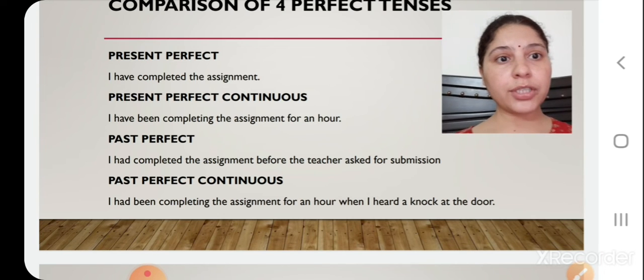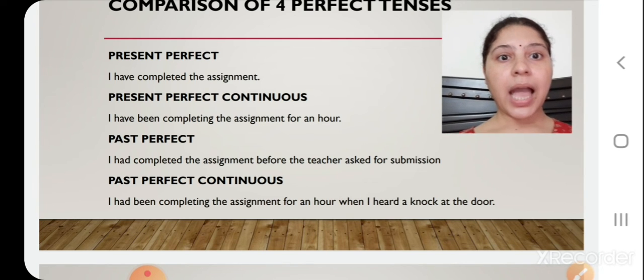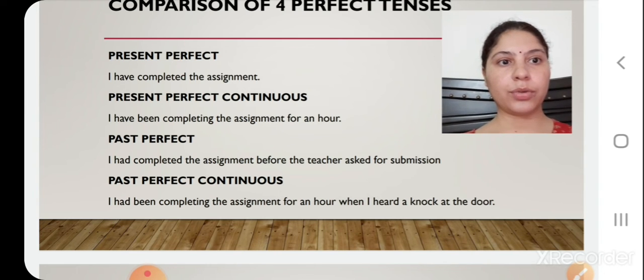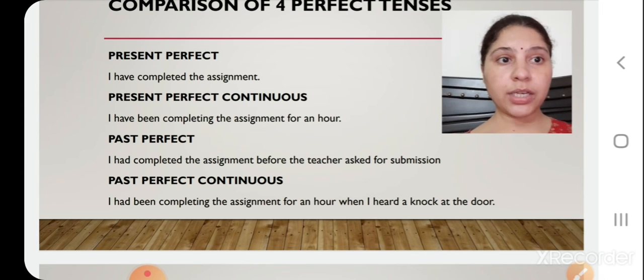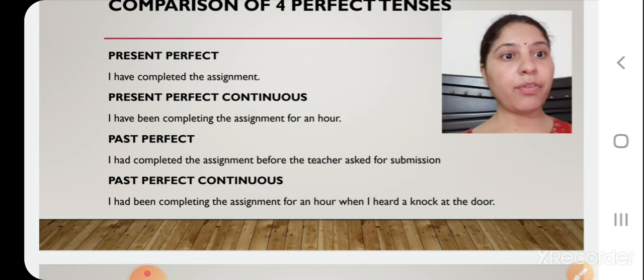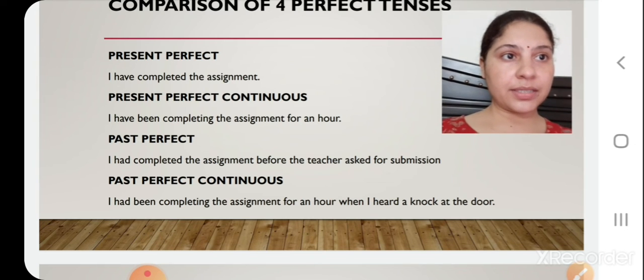In past perfect continuous tense, the first continuing action: I had been completing the assignment for an hour when I heard a knock at the door. So when that knock at the door was heard, this assignment was getting completed. It was not completed. It started an hour back and it was continuing, and then a knock at the door was heard. So past perfect continuous means a continuous ongoing action in the past before some other past action. I hope these perfect tenses are clear to you.